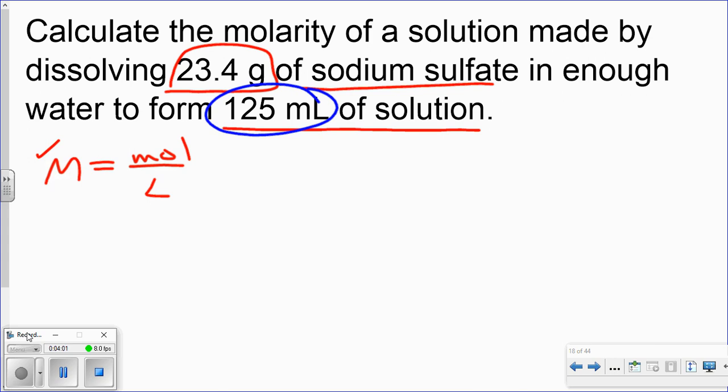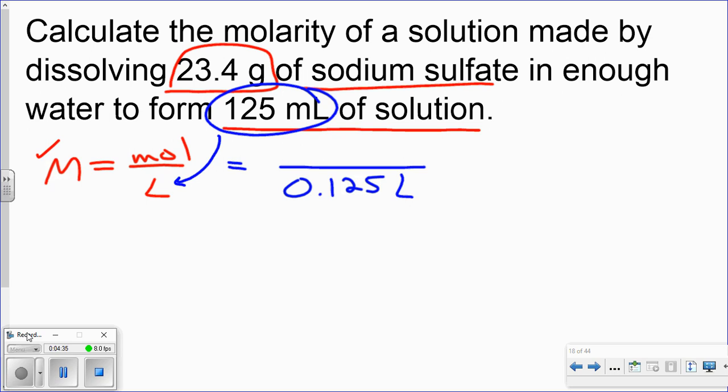I know I have 125 milliliters of total solution. Well, don't forget, that 125 milliliters can go down here, but that's in liters. So we do have to do a quick metric conversion from milliliters to liters, and that just involves moving the decimal place over 3 places to the left to convert from milliliters to liters. So that gives us that, but I still have this issue with moles. I don't have any moles listed, so we could do a mass to mole conversion. Let's do that real quick.